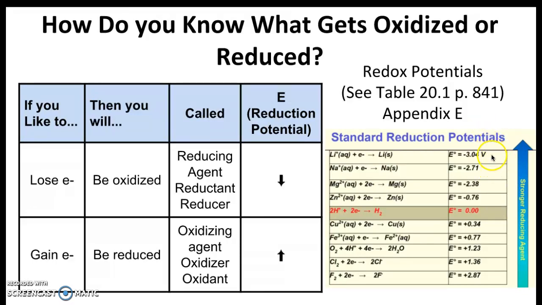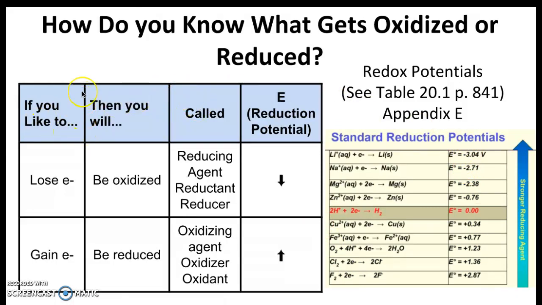I think in your textbook, it does it the opposite, where instead of having the more negative values at the top, it's the more positive values. So in any case, when you get a reduction potential chart, make sure you carefully read to see what the trends are in terms of the reduction potentials. As I said, this is the tool that we use to figure out what gets oxidized or reduced. The more positive the reduction potential, the more likely it is to get reduced.